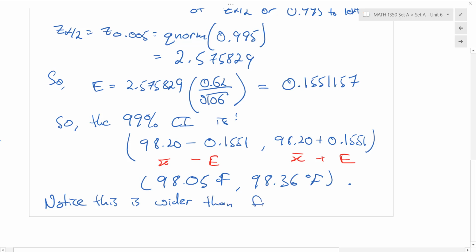So this is wider than for the 95% confidence interval, as we were expecting. Good. Okay, let's keep moving on here.